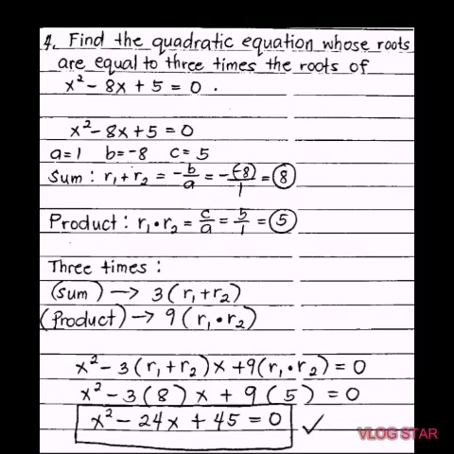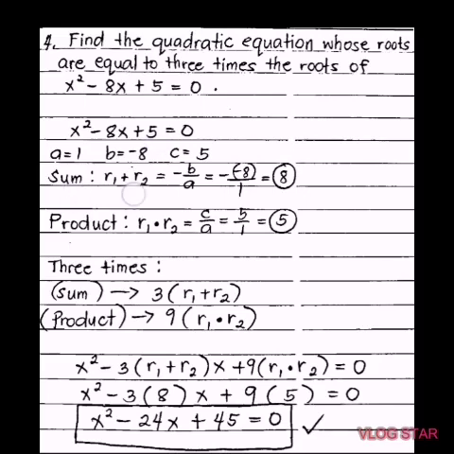For the last one, find the quadratic equation whose roots are equal to 3 times the roots of x squared minus 8x plus 5 equals 0. Okay, in this problem, the first step that you're going to do is to write the given quadratic equation x squared minus 8x plus 5 equals 0, and then identify the values of a, b, and c. The value of a is 1, the value of b is negative 8, the value of c is 5. And then after that, write the sum.